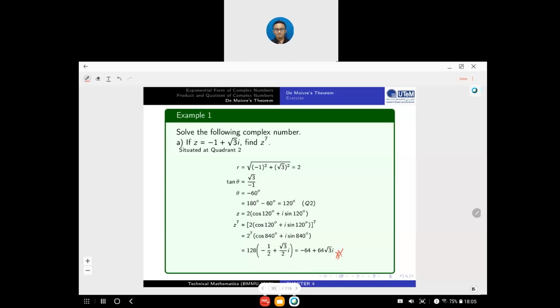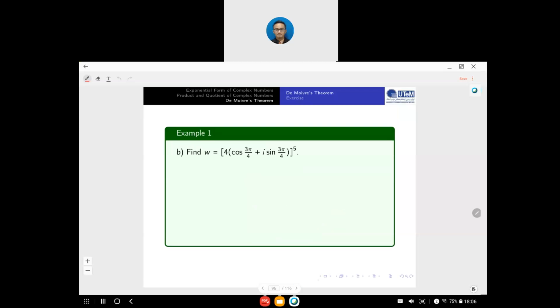Because the question did not say which form to use, we are given it in terms of rectangular form. It doesn't matter. If you want to leave it like this, it's fine. But make sure your angle must be less than 360. You have to find the reference angle for 840, because in the question it only says solve the following complex number, and it is not mentioned in which form.